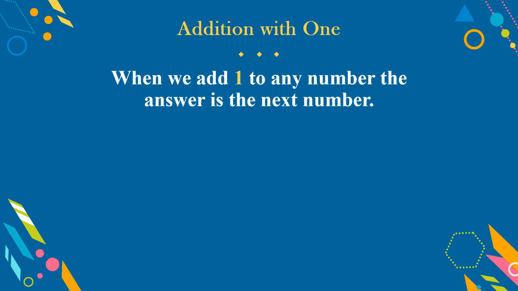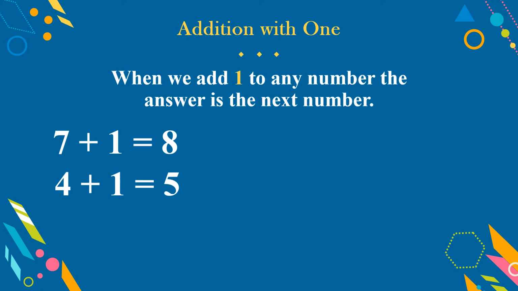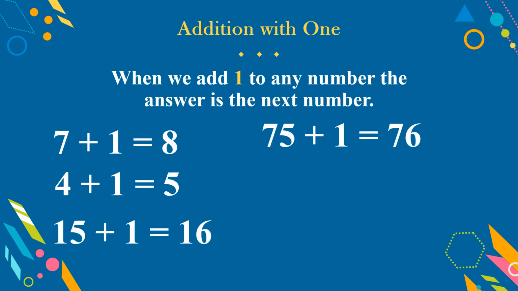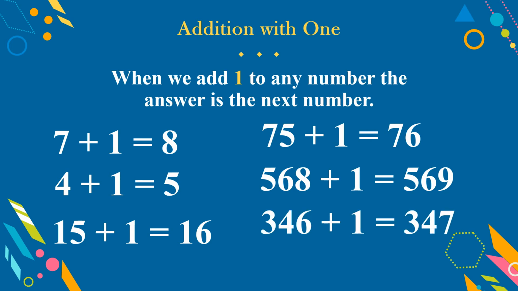From above examples, we can say when we add 1 to any number, the answer is the next number. So we can write 7 plus 1 equals 8, 4 plus 1 equals 5, 15 plus 1 equals 16, 75 plus 1 equals 76, 568 plus 1 equals 569, 346 plus 1 equals 347.